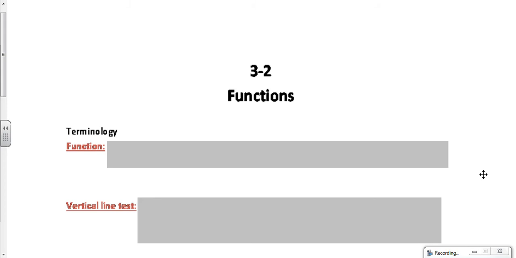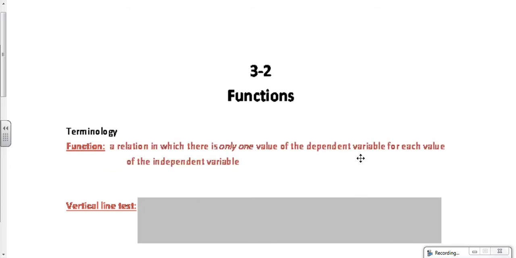Lesson 3.2, Functions. Now we're going to increase our vocabulary again, going further than just relations and asking ourselves, is something a function and how do we use functions? By definition, a function is a relation in which there is only one value of the dependent variable for each value of the independent variable. Now the key to this whole phrase is only one.